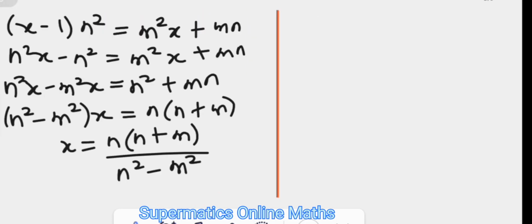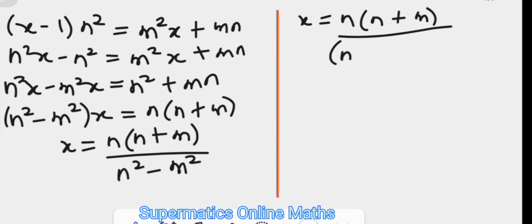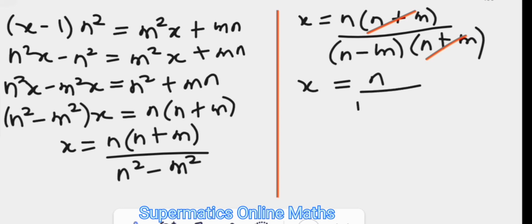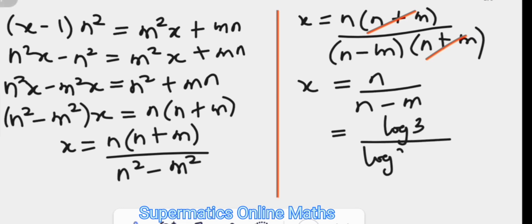And with n squared minus m squared being difference of two squares, x is going to be n times n plus m, and the difference of two squares factors as n minus m times n plus m, where n plus m cancel themselves out, leaving us with the value of x as n over n minus m, and that is log 3 over log 3 minus log 2.